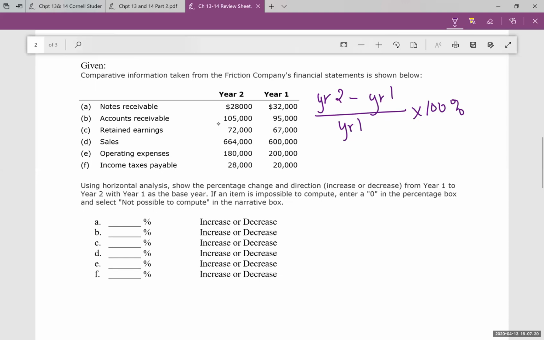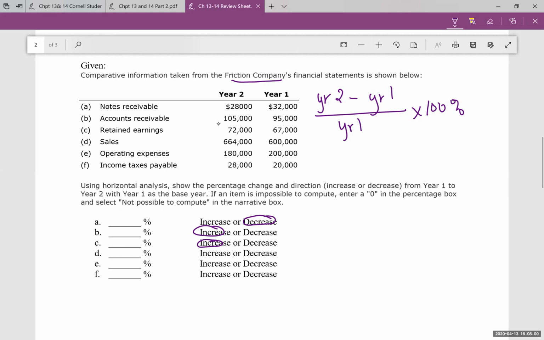So A, notes receivable. We're going to look at this information from Friction Company. This was year 1 to year 2. Then using horizontal analysis, we're going to show the percentage change and direction, whether it was an increase or decrease. From year 1 to year 2, was that an increase or decrease? It was a decrease, right? For letter B, accounts receivable, was it an increase or decrease? It went up, so it's an increase. That's how you handle that. So don't worry about putting the negative sign here. The increase or decrease pretty much tells you that.